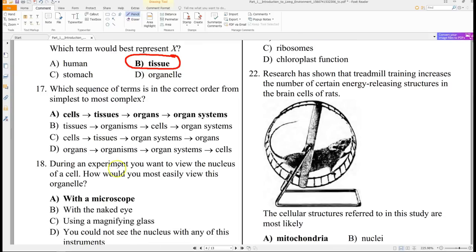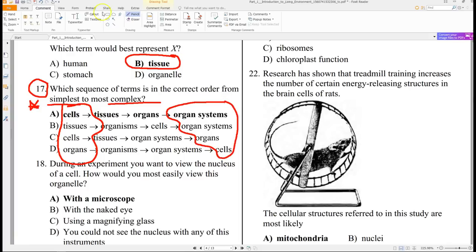Let's keep going. Again, level of organization. Which sequence of terms is in the correct order from simplest to complex? This is why I am so big on reading the directions. This is asking that on this side, it's supposed to be the smallest, and on this side it's supposed to be the largest. Okay?